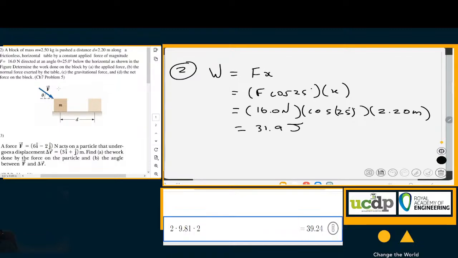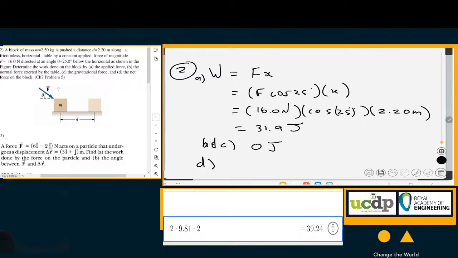Now, the work done by the normal force, and then the work done by the force of friction. Okay? The normal force and the gravitational force are perpendicular to our direction of travel. So B and C are perpendicular, they are at 90 degrees. So they do zero work. Okay? Zero work is being done.